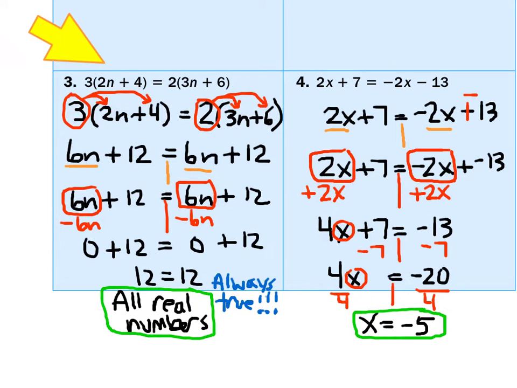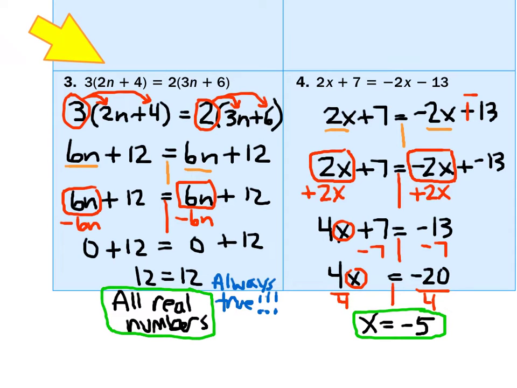So 3 times 2n gave me 6n. I copied the plus. 3 times 4 gave me 12. I let the equal sign come down, and then I do distributive property again. 2 times 3n gives me 6n. Copied the plus, and then 2 times 6 gives me 12. All right, now I have 6n plus 12 equals 6n plus 12.